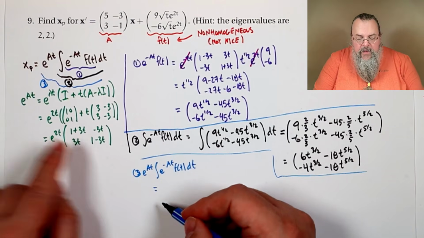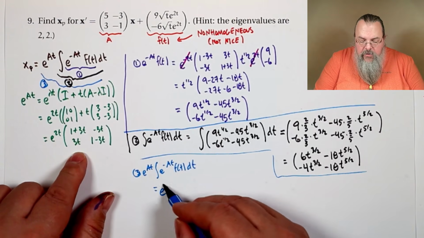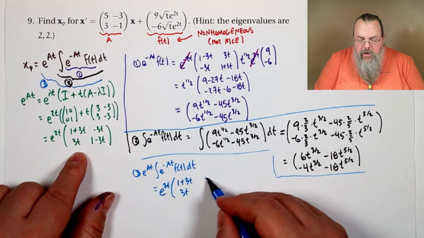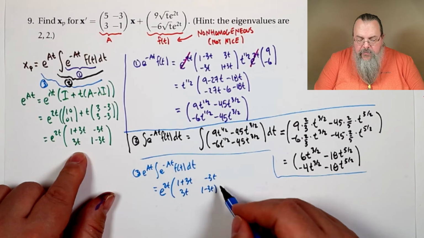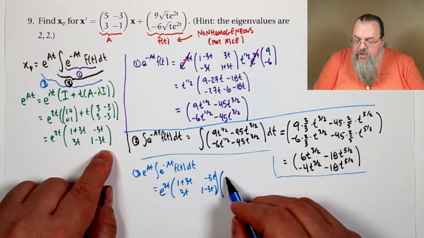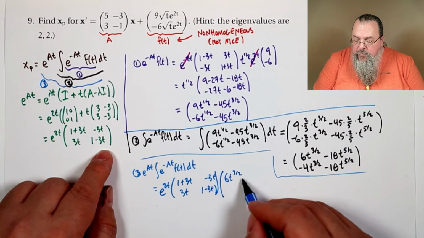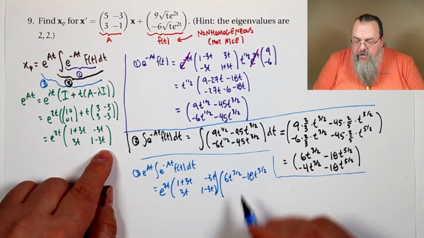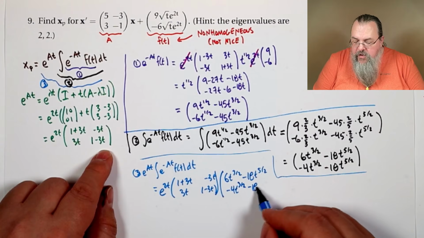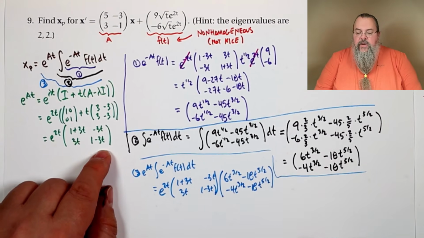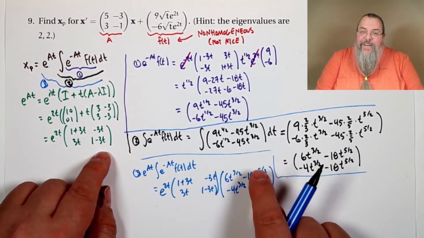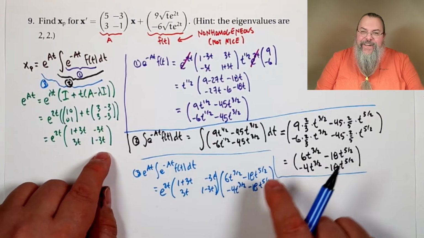Well, we have e to the At. So that's e to the 2t times 1 plus 3t, 3t, minus 3t, 1 minus 3t, times this beautiful expression, 6t to the 3 halves minus 18t to the 5 halves, minus 4t to the 3 halves minus 18t to the 5 halves. All right, now this is a matrix, this is a vector. Sometimes this starts looking like a matrix. Make sure you keep track of things.